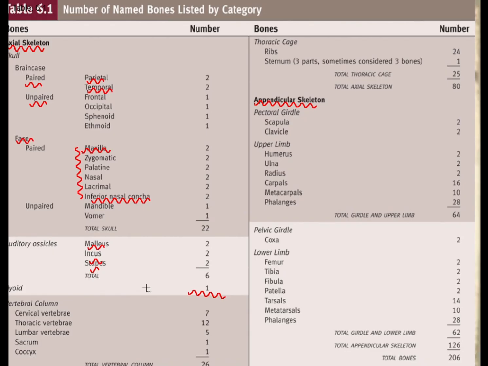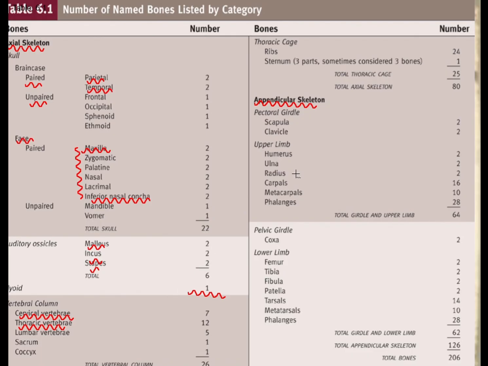Next we can talk about the vertebral column. In the vertebral column, 26 bones are present. Cervical vertebrae are 7 in number. Then thoracic vertebrae 12, then lumbar vertebrae 5, then sacrum 1, and then coccyx also 1. So there are 26 in the vertebral column.